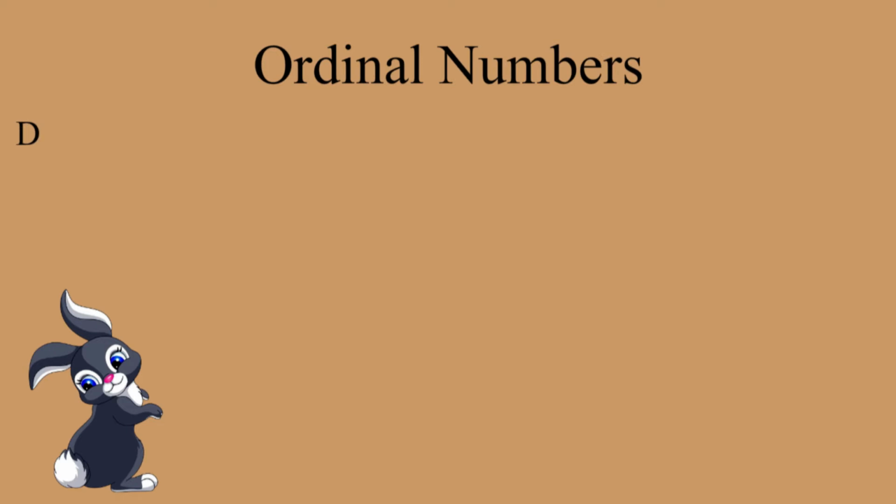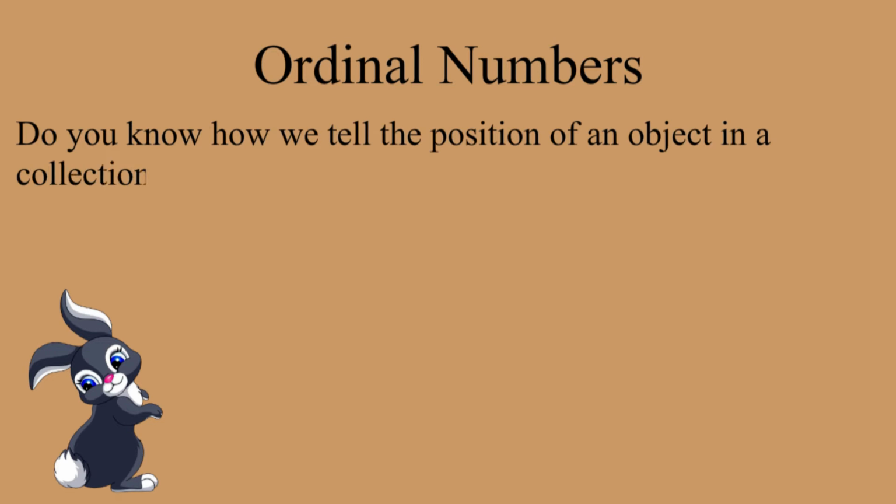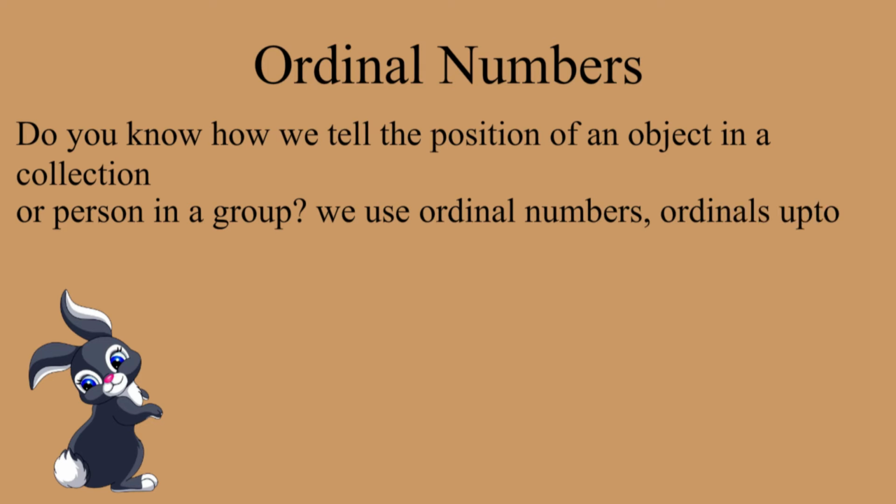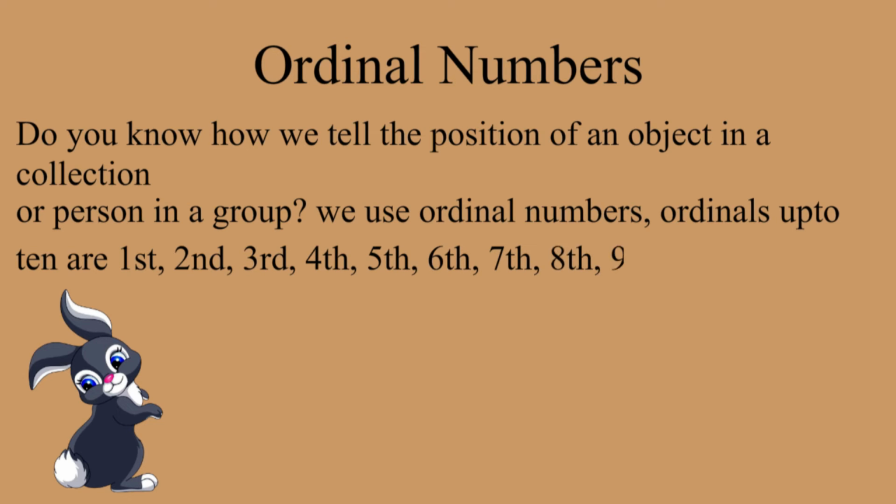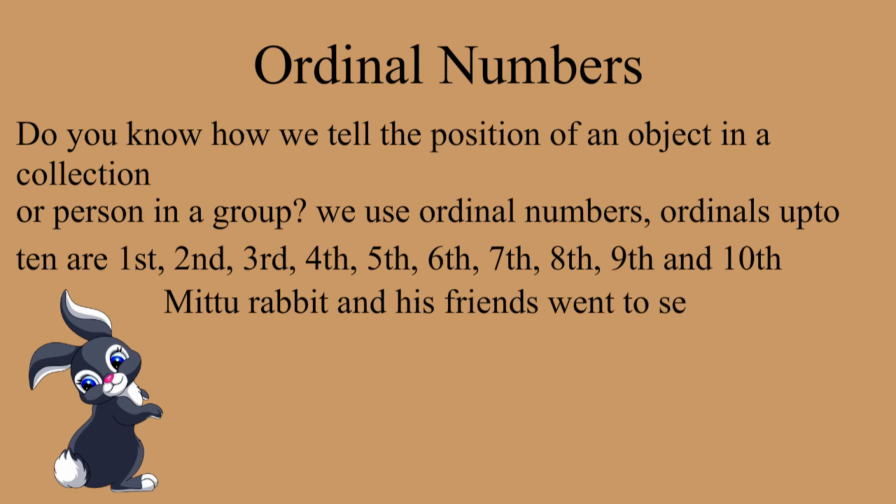Ordinal numbers. Do you know how we tell the position of an object in a collection or a person in a group? We use ordinal numbers. Ordinals up to 10 are first, second, third, fourth, fifth, sixth, seventh, eighth, 9th and 10th. Mittu Rabbit and his friends went to see a stage show.